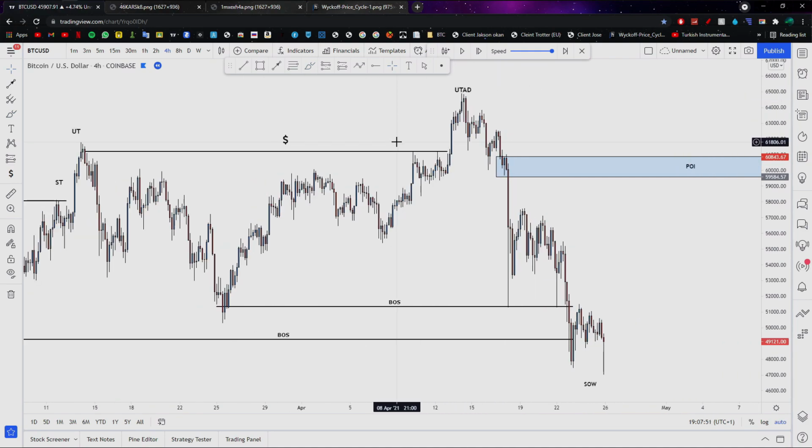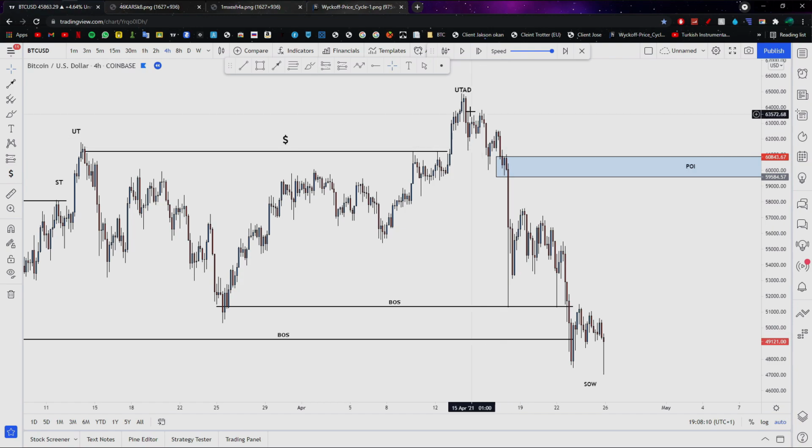So now that we've broken structure to the upside out of these equal highs and this area of liquidity, and we've opened, we can assume that Smart Money has opened a position here. You're probably wondering, where can I enter? Where can I make money from this, right? Because that's what we're here for in trading. We're here to make money. We're here to get the best entries possible.